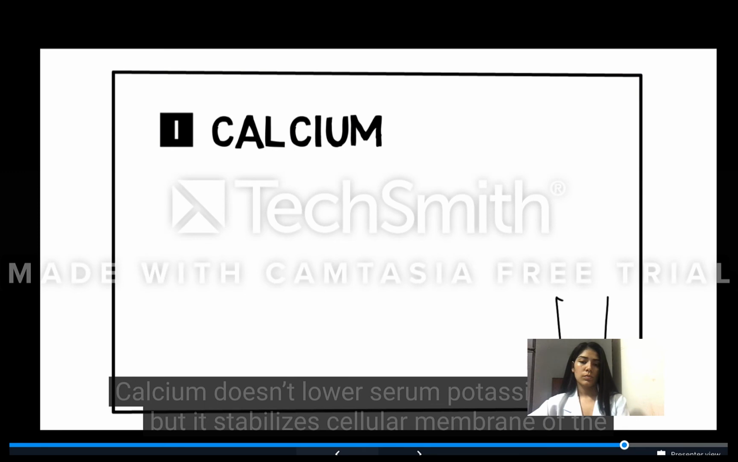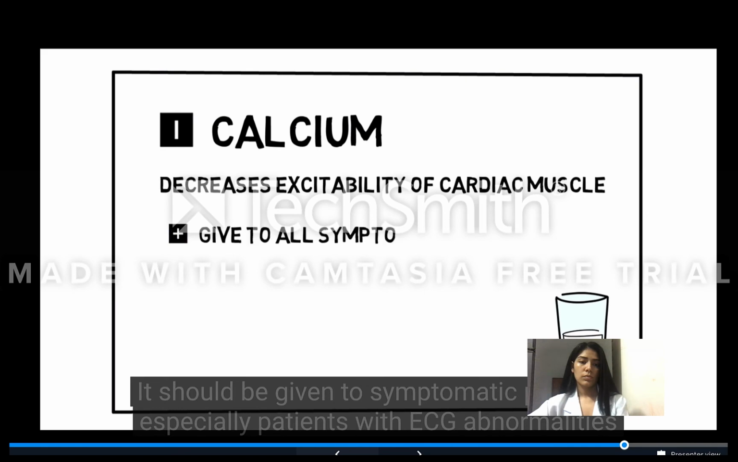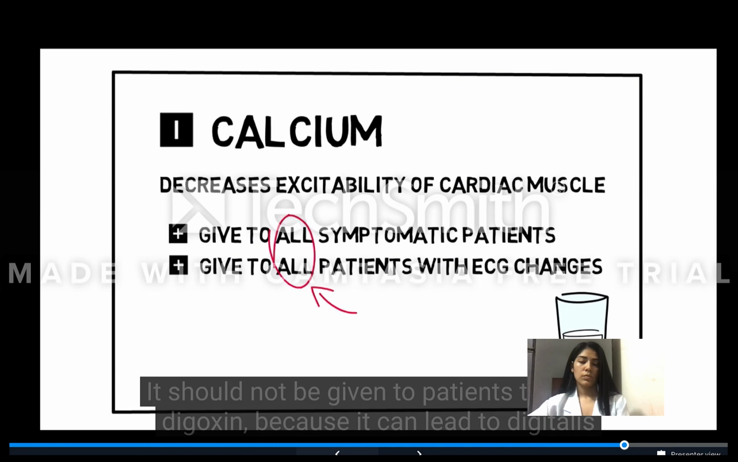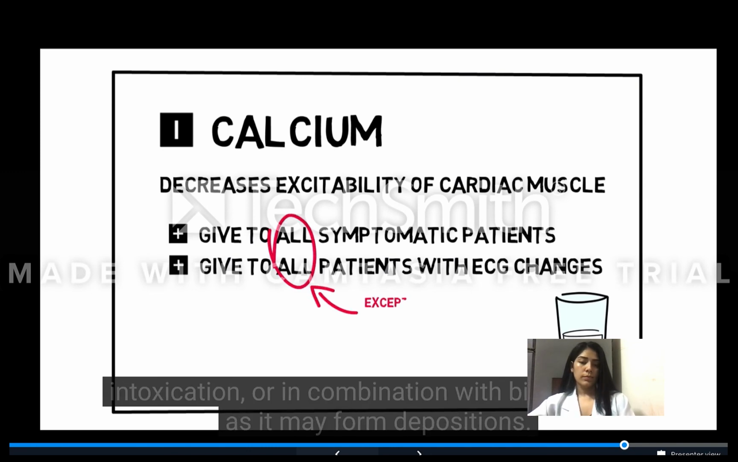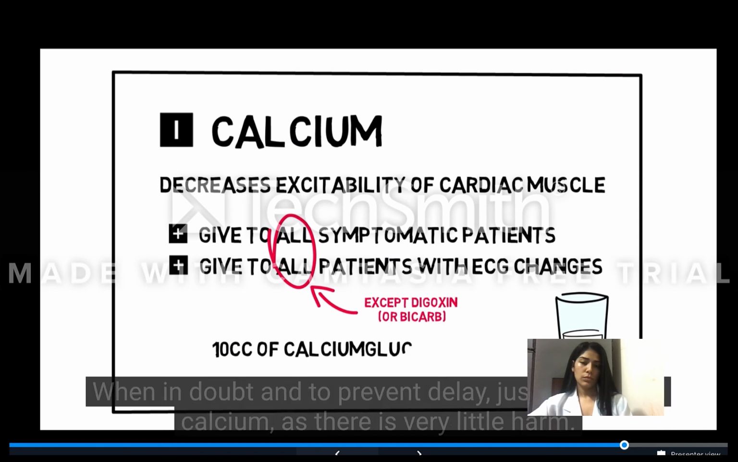First, calcium. Calcium doesn't lower serum potassium levels, but it stabilizes the cellular membrane of the heart, decreasing excitability and thus decreasing the chance of cardiac arrest. It should be given to symptomatic patients, especially patients with ECG abnormalities like QRS widening or when the ST segment resembles a sine pattern. It should not be given to patients that use digoxin because it can lead to digitalis intoxication, or in combination with bicarbonate, as it may form depositions. So what do? When in doubt and to prevent delay, just administer calcium, as there is very little harm.